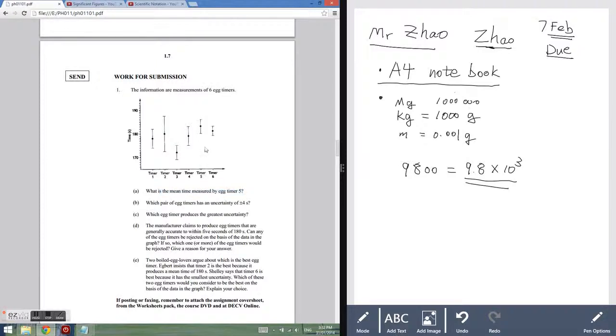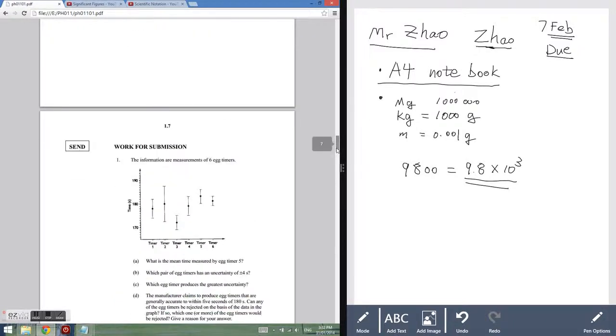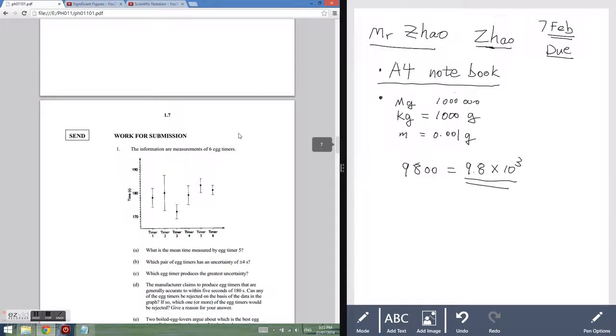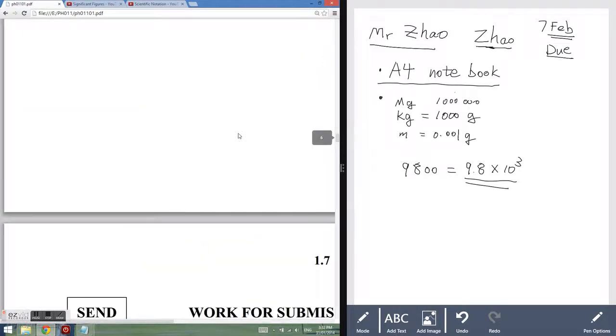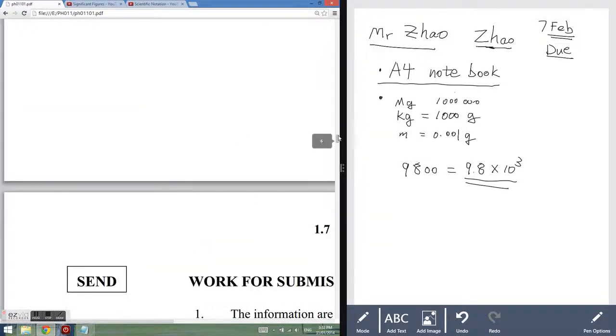Question 1: what is the mean measured by egg timer number 5? So you write down the mean, and what's the uncertainty? Just write down the uncertainty. Just to make it clear, I'll do a question for you.